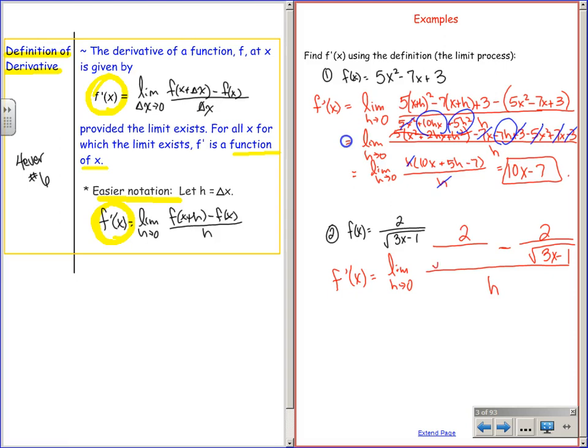Does the square root change? Nope. Does the denominator change? Or the radicand? Yeah. Are we okay if we do, or if I do, 3x plus 3h minus 1? What'd I do? I did a little f of x plus h work in my head first. 2 over the square root of 3 times x plus h minus 1. I distributed my 3. 3x plus 3h minus 1.